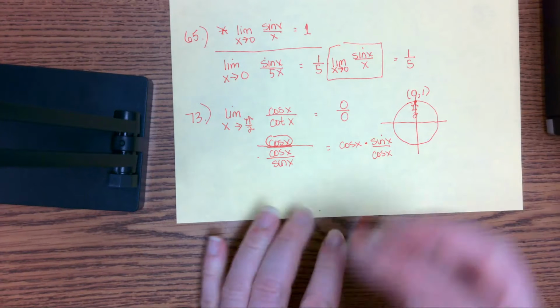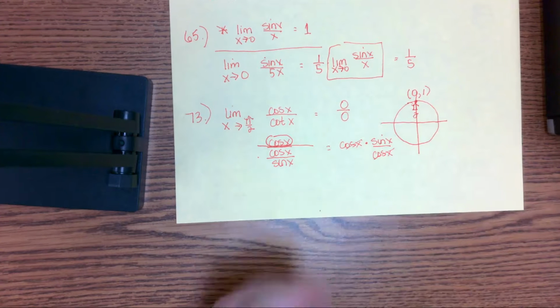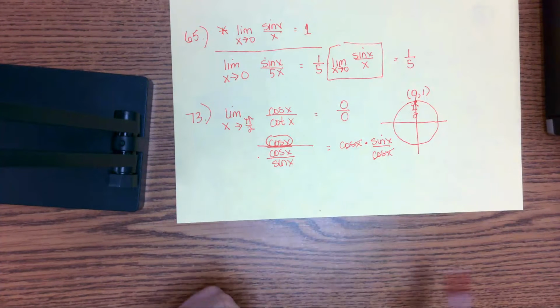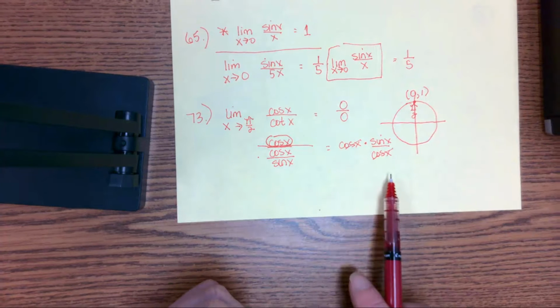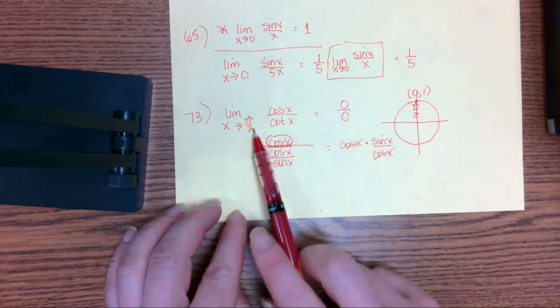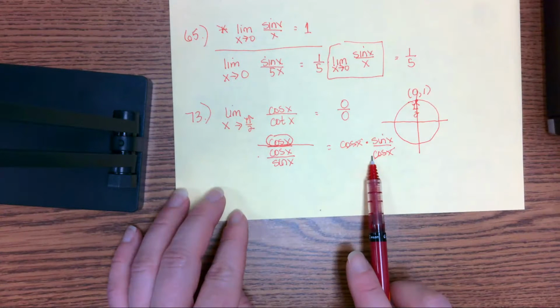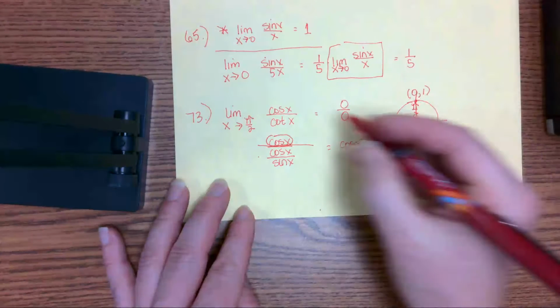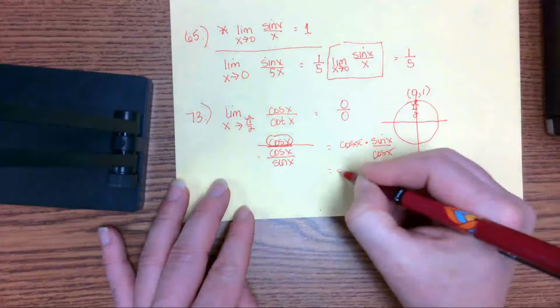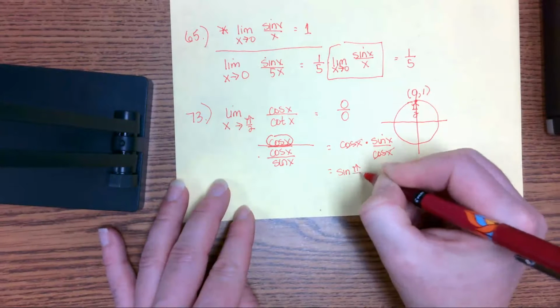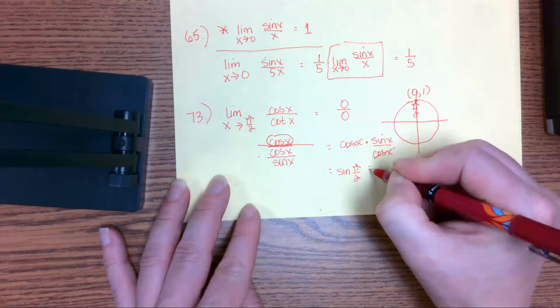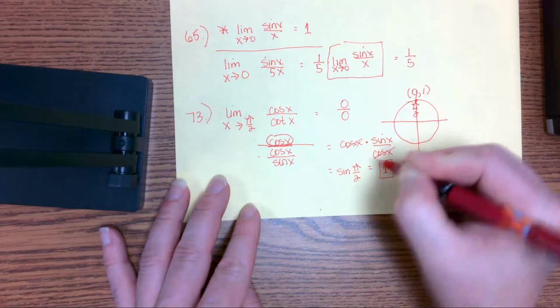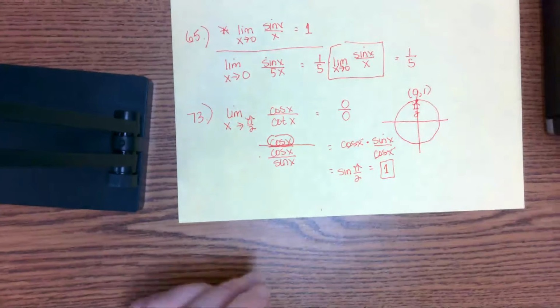The cosines cancel. And it's not sine x over x, but we can plug the pi halves in and get a value. The sine of pi halves is 1. So the sine of pi halves is 1. The limit is going to be 1, even though it's undefined there. Okay.